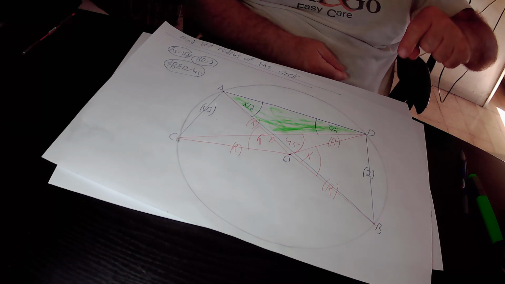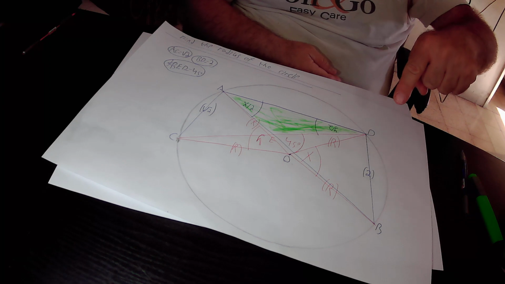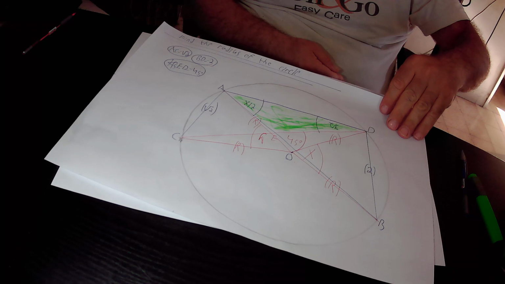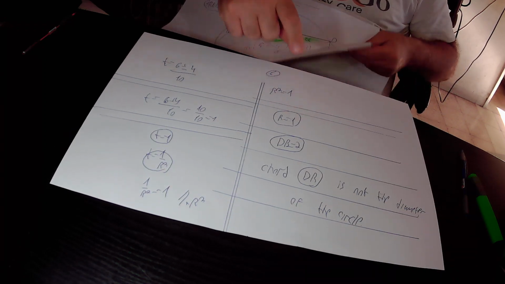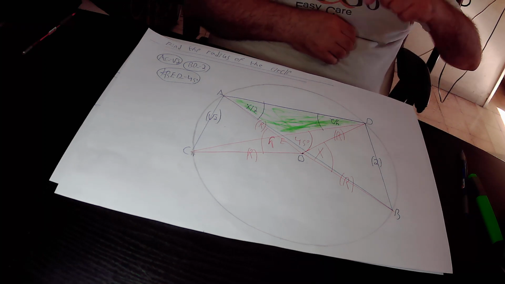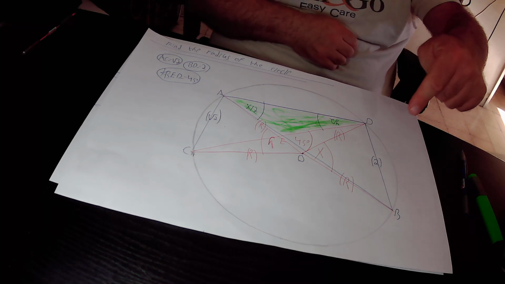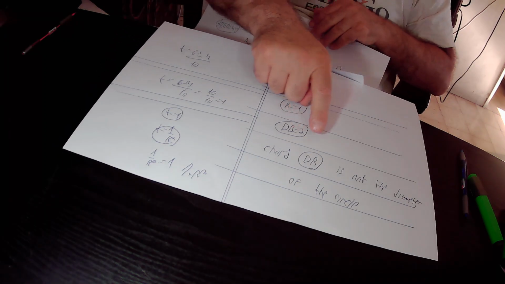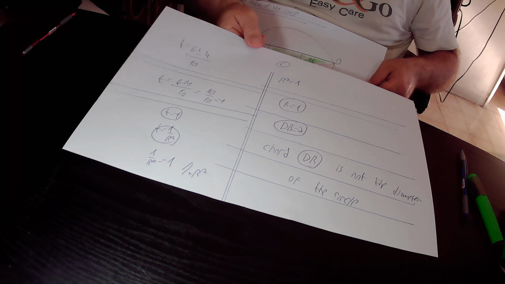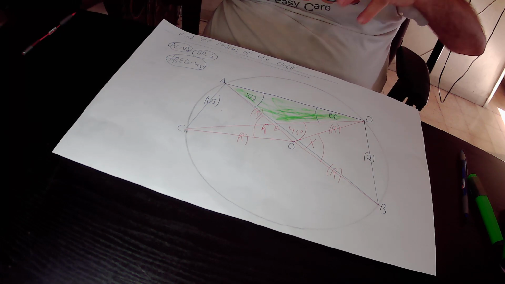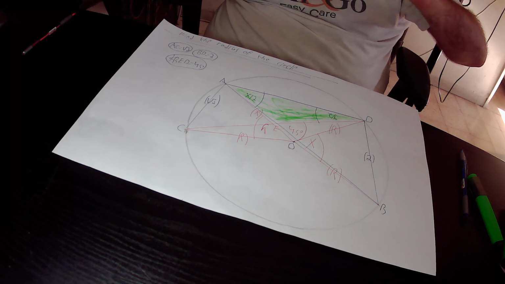Why? Because we have a chord DB, and the chord DB is 2 units according to what is given in the question. Again, chord DB equals 2. And it is very easy to see from the drawing that chord DB is definitely not the diameter of the circle. And we also know that the diameter of any circle is the longest chord in the circle.